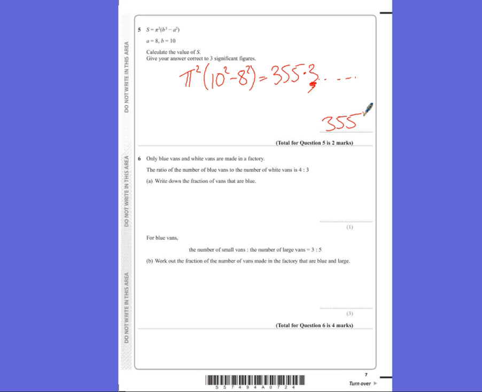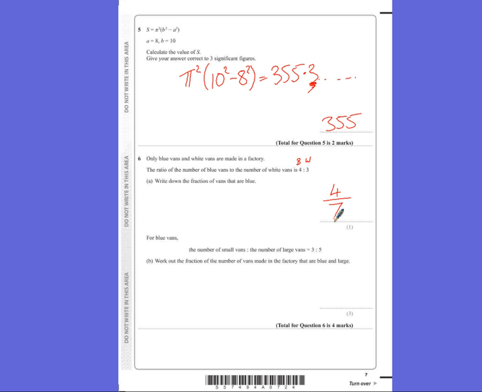Question 6. It says only blue vans and white vans are made in the factory, and the ratio of blue vans to white vans is 4:3. Write down the fraction that are blue. So blue is the 4 and white is the 3. So there are 4 blue vans out of 7 altogether. So a fraction is out of how many there are altogether, so 4/7.